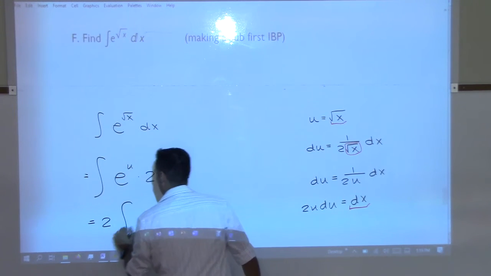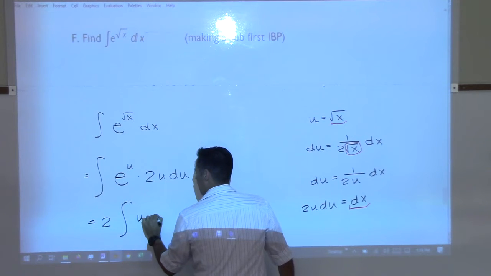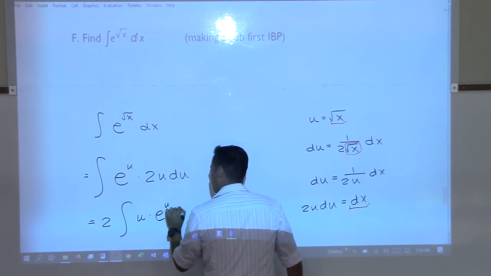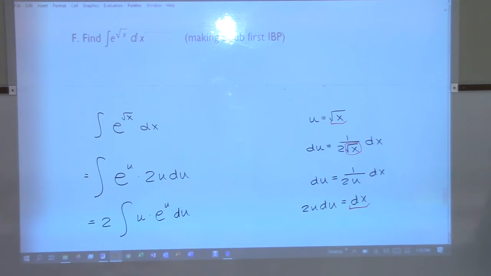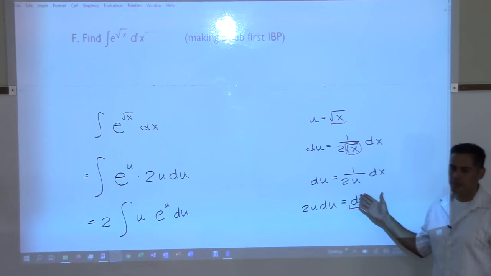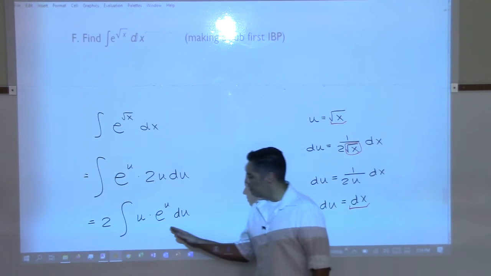2 integral. And then I'm just going to rearrange it. I'm going to put the u in front, and then e to the u after that, and then du. That looks a little bit more like the way we've seen these before. Okay, any questions on that u sub?